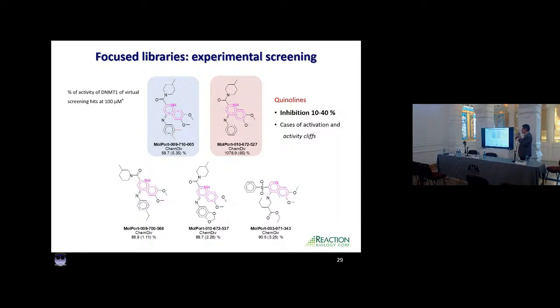Interestingly, two compounds with very similar chemical structures show up at the top. As you can see, the only difference is two methyl groups. The compound with two methyl groups is a moderate inhibitor. But if you remove the two methyl groups, the compound becomes an activator, a strong activator. So this is a nice, textbook example of what is called an activity cliff: a small structural modification that has a large impact on the property.